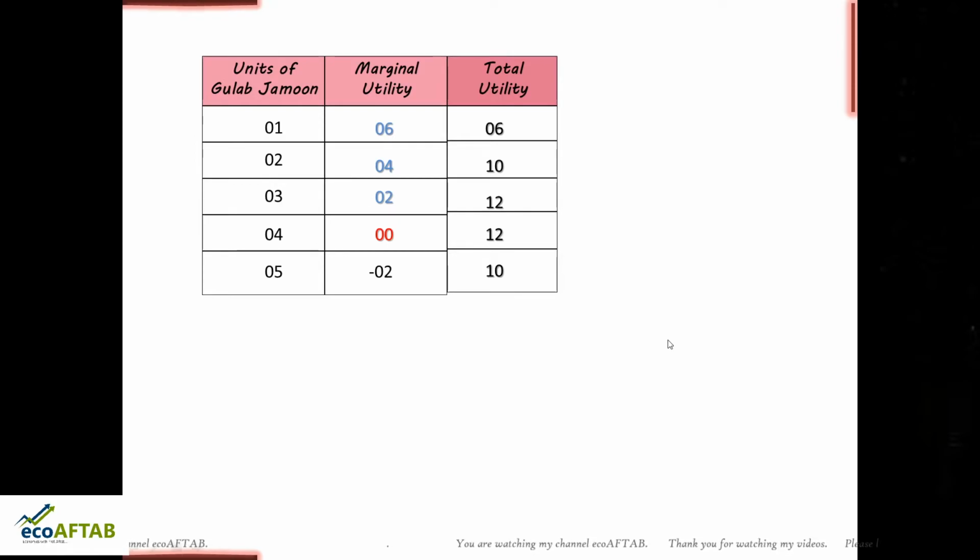Moving ahead, friends, the fourth unit of gulab jamun, where the marginal utility derived by the consumer is 0 and the total utility is maximum, that is 12, is the point which is called the point of satiation. So at this particular point the consumer is fully satisfied and he is not interested in any additional unit of that commodity. Point of satiation.